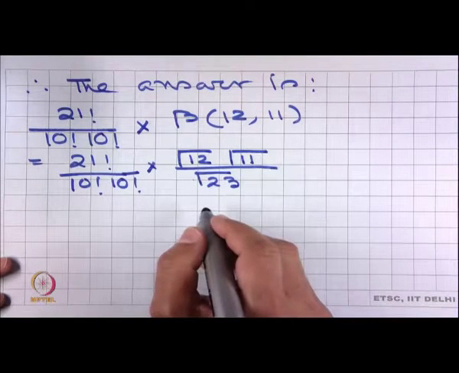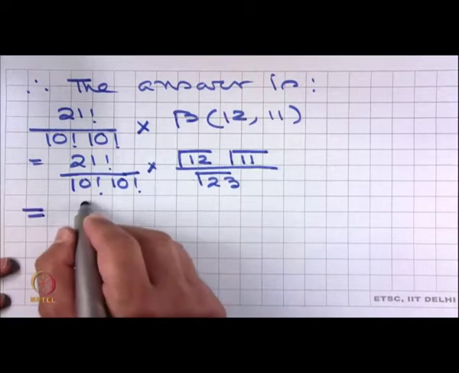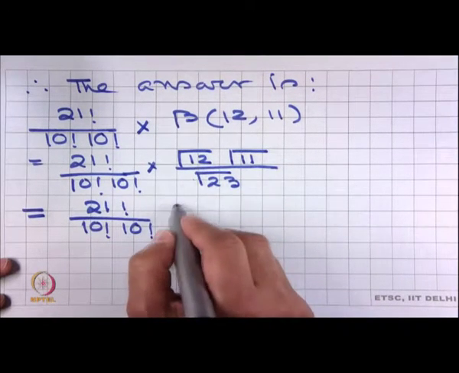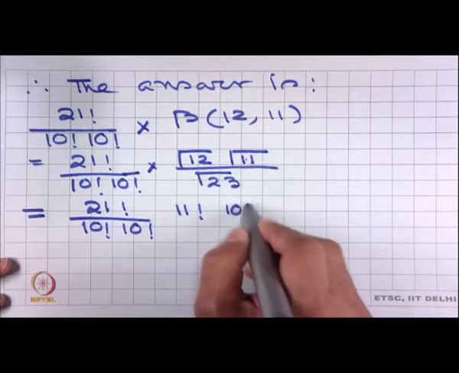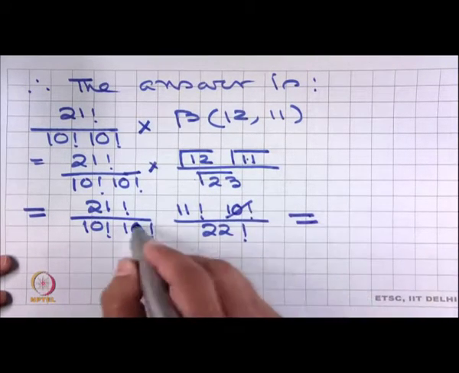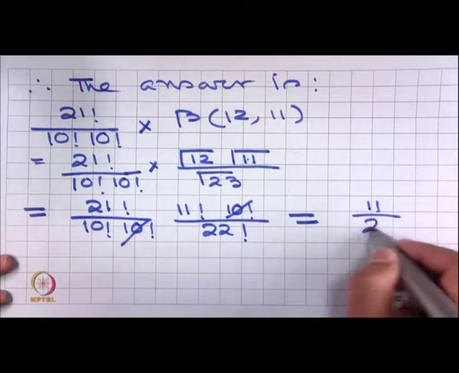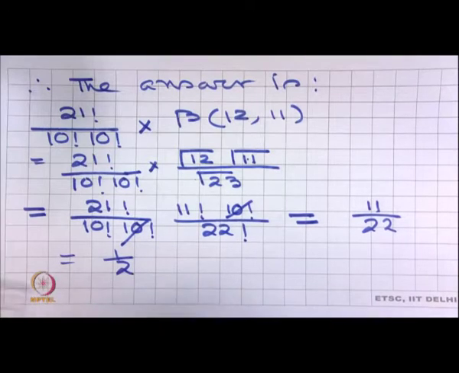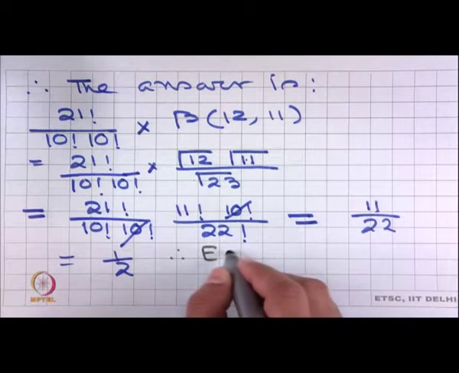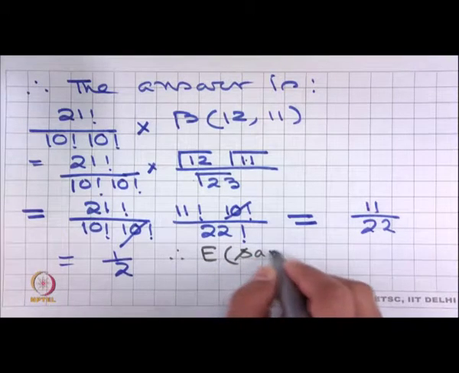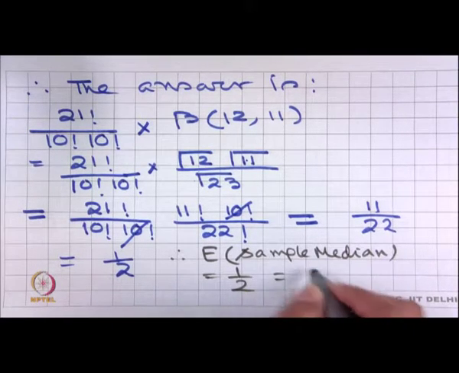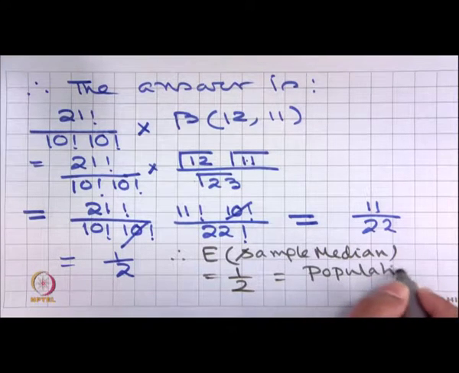We know that factorial n is equal to gamma n plus 1. So, this we can write it as 21 factorial over 10 factorial, 10 factorial, this is 11 factorial, this is 10 factorial, this is 22 factorial, which is equal to 11 upon 22, which is half. Thus, expected value of sample median is equal to half, which is the population median.